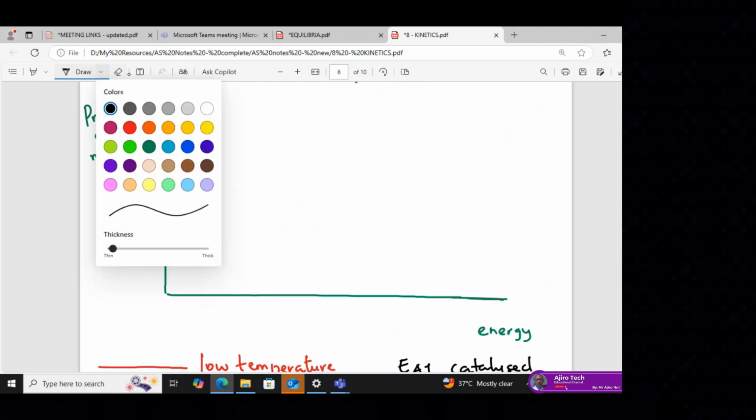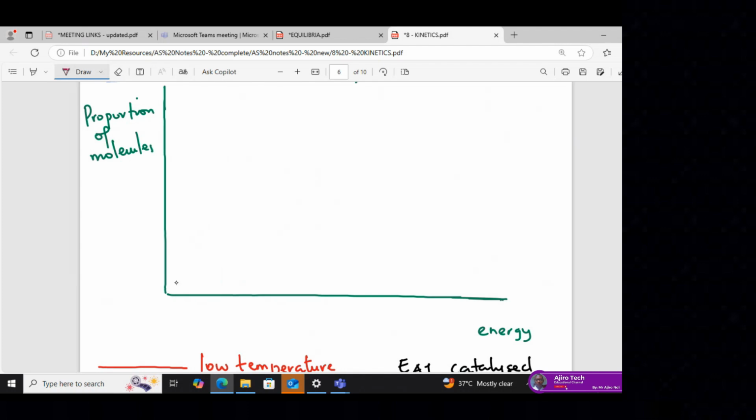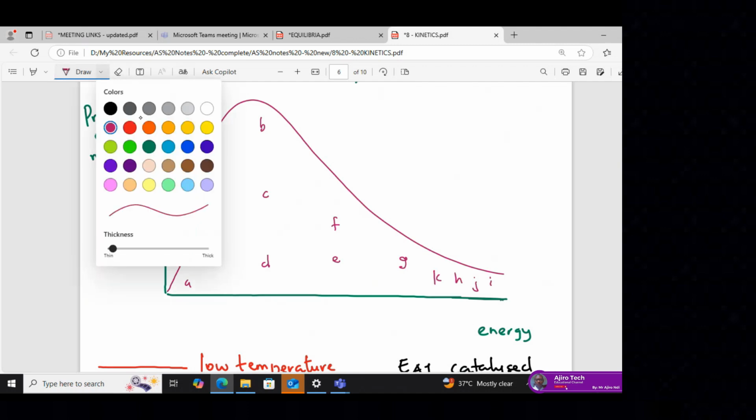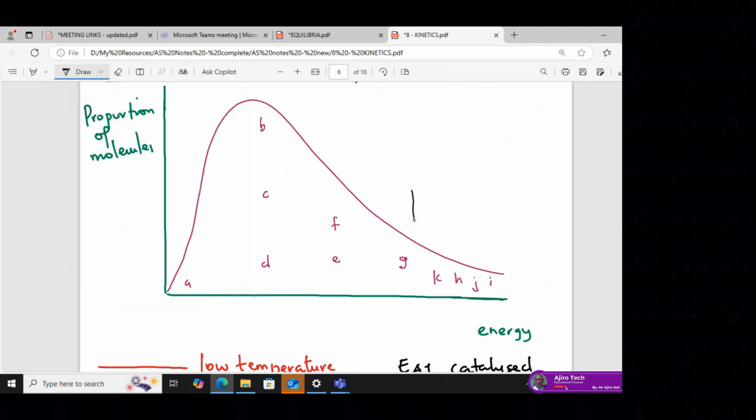Look at it now. This is the energy of reacting particles. You can see like this. Some particles are here. B is here, C is here, D is here, E is here, F is here, G, H, I, J, K. Now pay attention. This is my activation energy line. Which of these molecules will react?